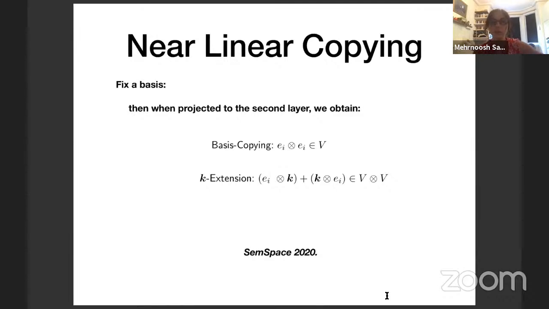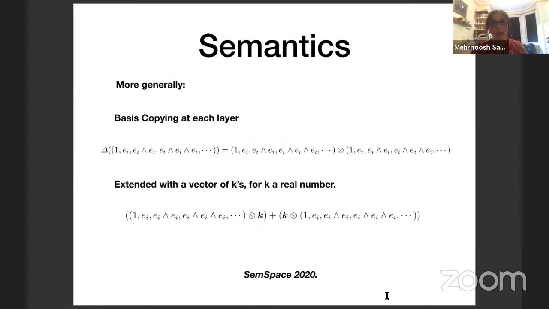And if you look into the co-multiplication or cofree coalgebras on vector spaces, you'll very quickly come across a literature known as graded algebras or K-algebras. So inspired by that, we've also extended this basis copying to something which we call a K extension. Instead of just tensoring e_i with itself, you tensor e_i with K, where K is a real number. So here you think of it as a vector of number K plus K tensor e_i. We go through the details of this construction in our SemSpace paper, and you can generalize this to any layer. I won't go through this.